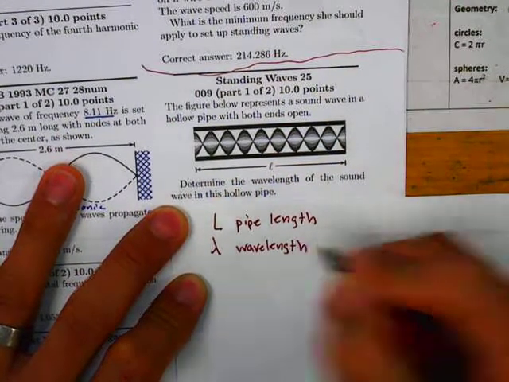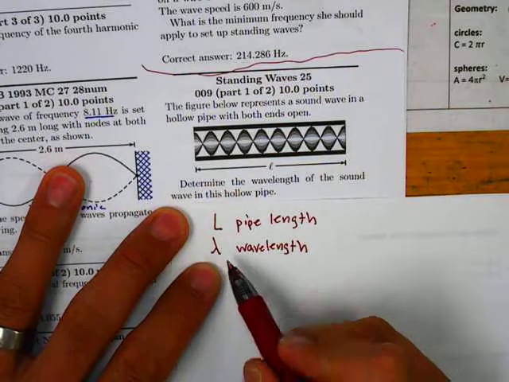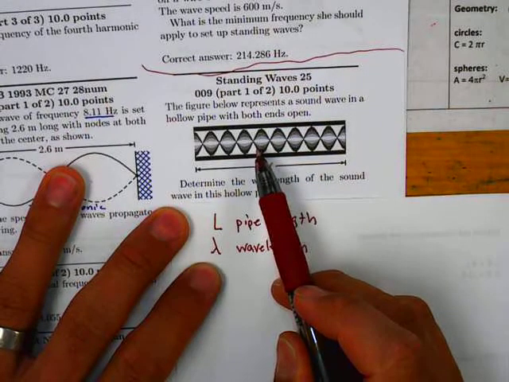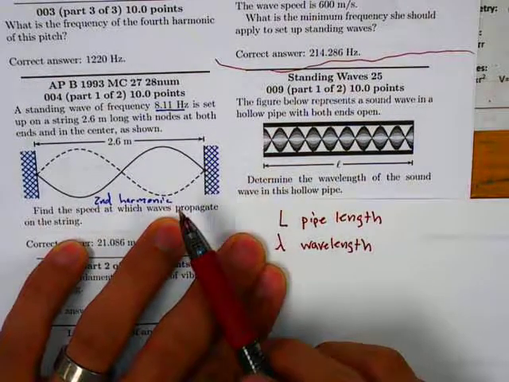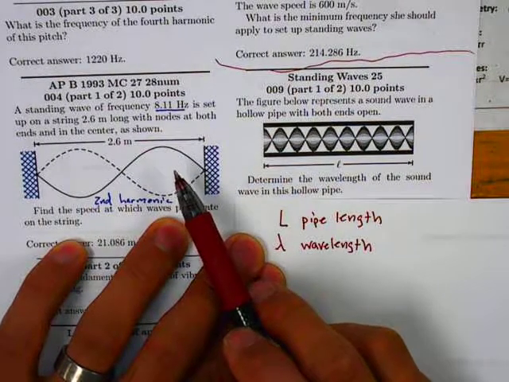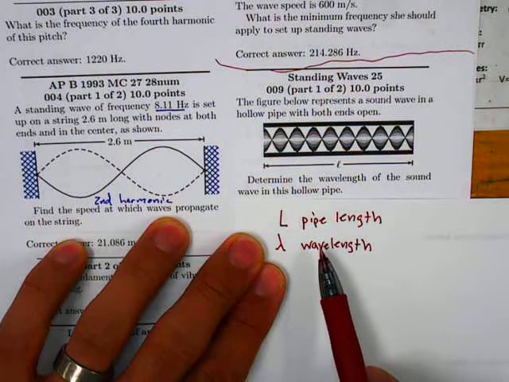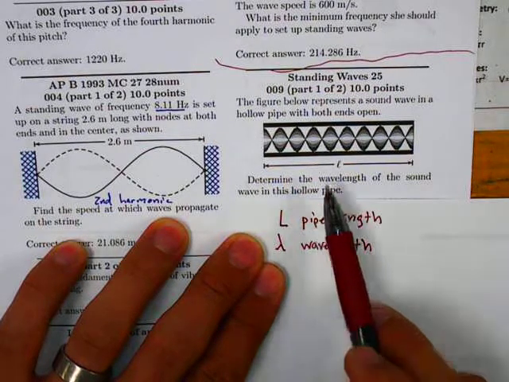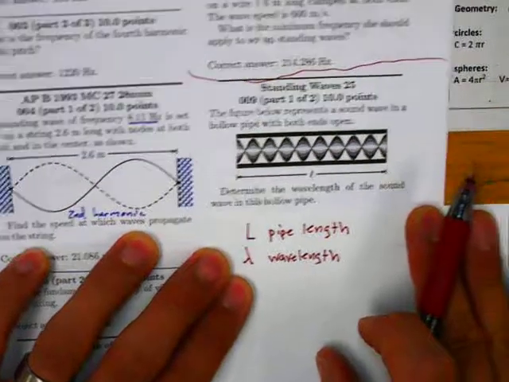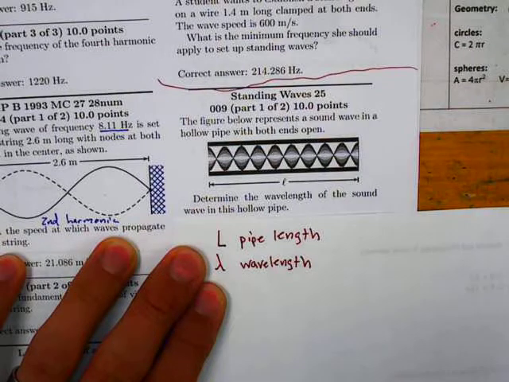Okay, and it gets weird because when we're talking about lambda, that always means one wave. But in these questions, we don't necessarily have one wave. Now over here, we actually did have one wave. So lambda and string length instead of pipe are actually the same, but here that's not true. Okay, so what we need to do here is figure out how many waves we have in there.